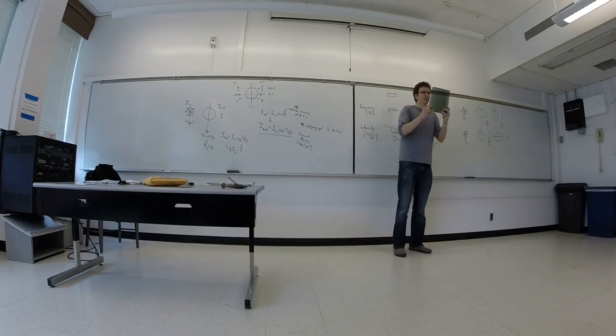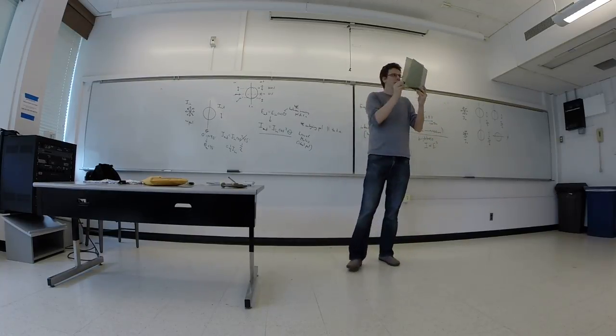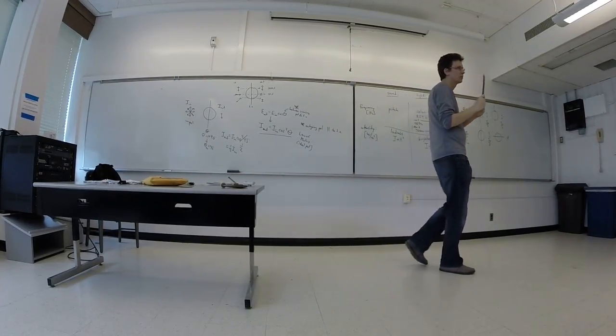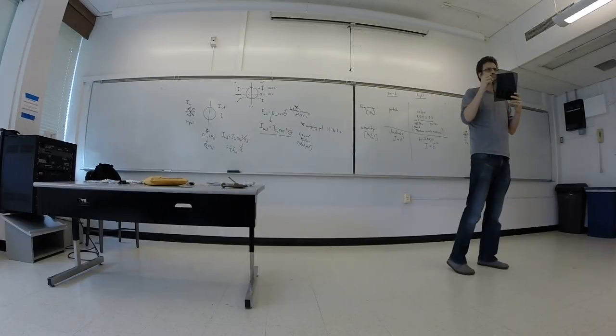Okay? So I'll take the two transmission axes and I'll rotate them 90 degrees. You can see it goes black, right? So there's nothing getting through. See that? Okay.